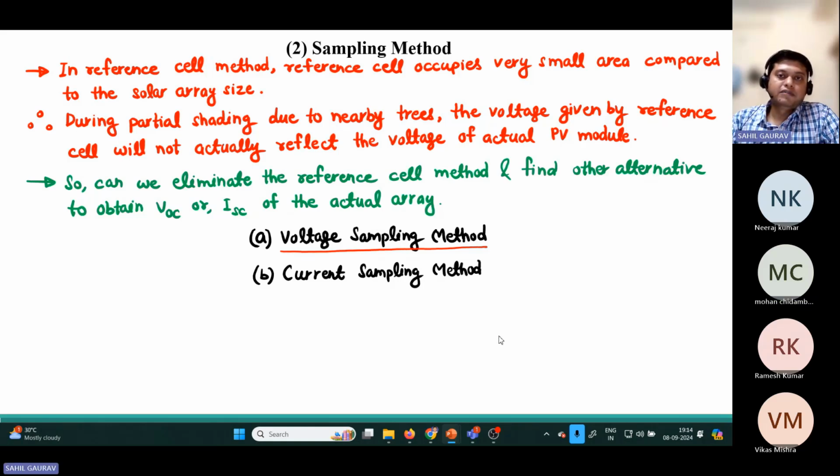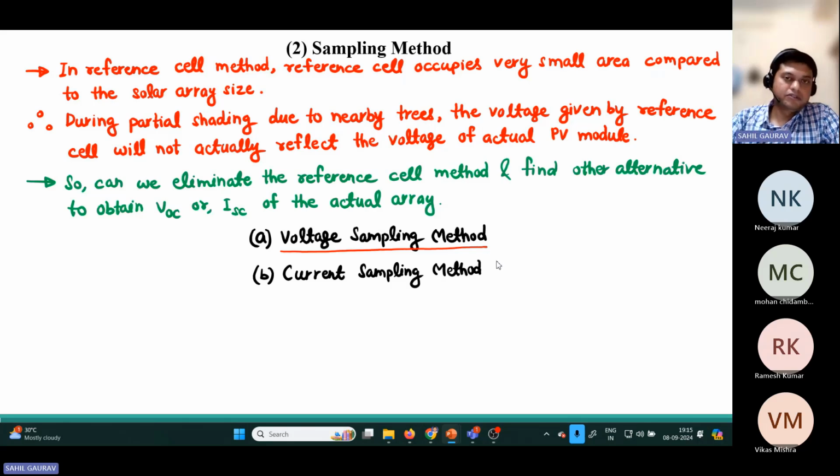During partial shading due to nearby trees, the voltage given by the reference cell will not accurately reflect the voltage of the actual PV module. So this is the demerit of the reference cell method, because we are taking one reference cell, and it may not be like the other PV modules; it may have a shading effect or some defects. So whatever sensed open circuit voltage and short circuit current it provides may not match the voltage or current of the actual PV module. To eliminate this demerit of the reference cell method, we have to find some other alternative to obtain the open circuit voltage or short circuit current of the actual array.